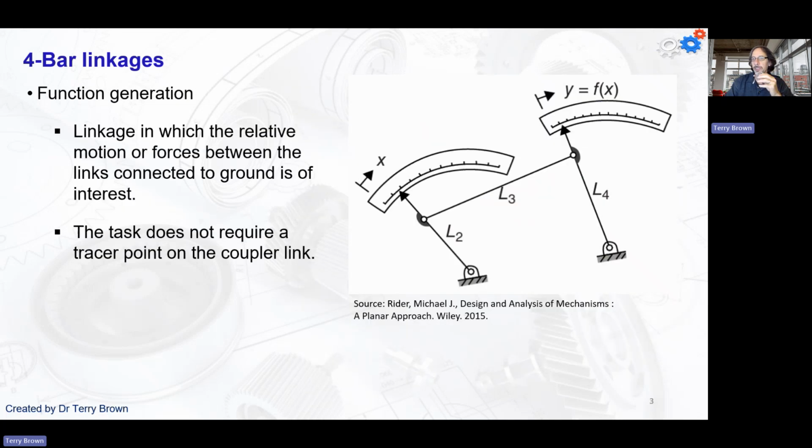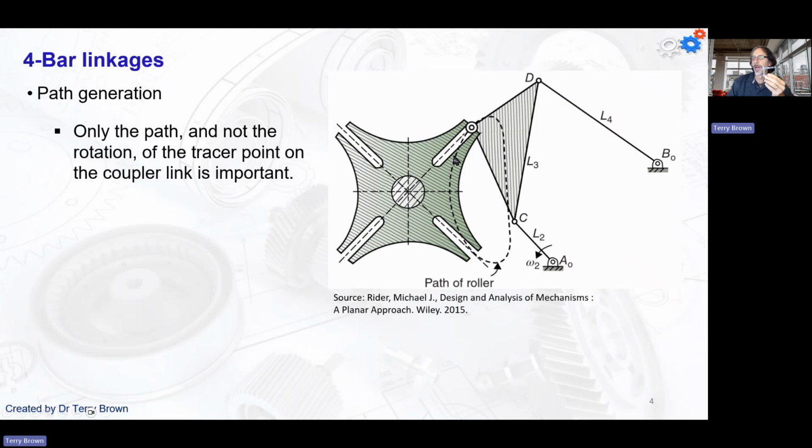And actually, let me just click on through the PowerPoint. So yeah, we just talked about that. Here we're not interested in any particular point on the coupler link for the function generation. We're only worried about what's happening on the output link here. Okay, so then we've got path generation.